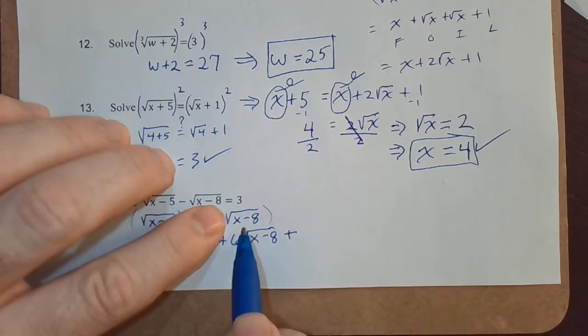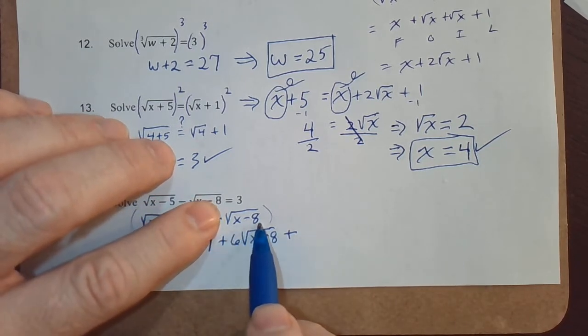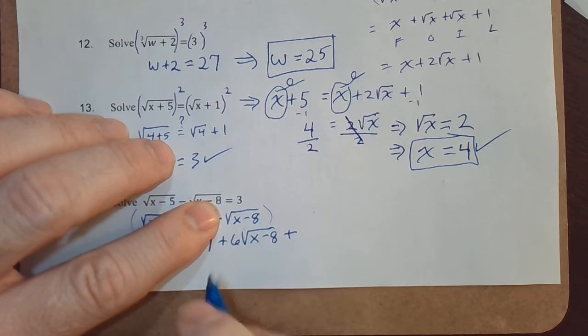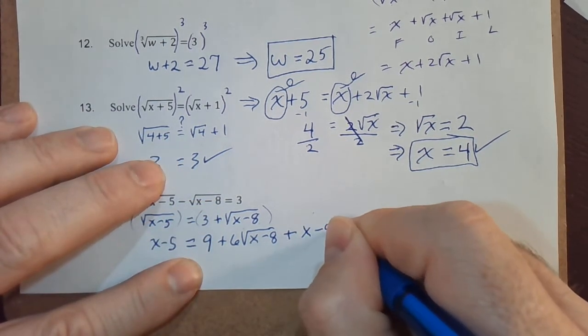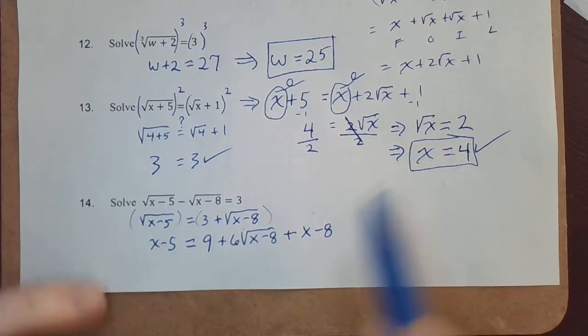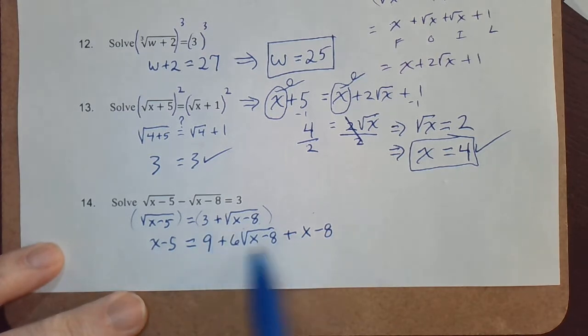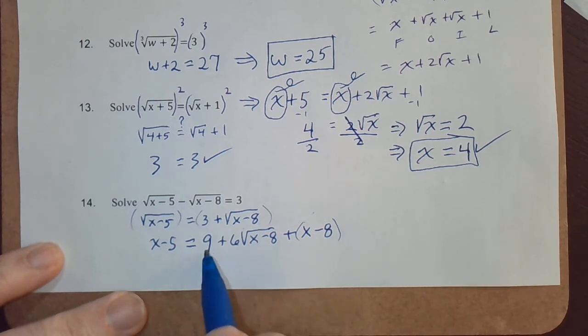And then the last would be this times itself. Radical x minus 8 times radical x minus 8 is what? X minus 8. So this might be the toughest part of the problem, just FOILing this out. This again, I'll put the parentheses around. This is the last, this is the first, and this is the outer plus inner.